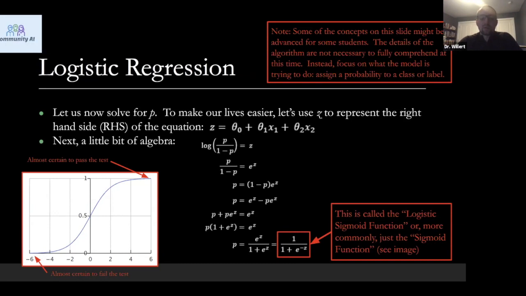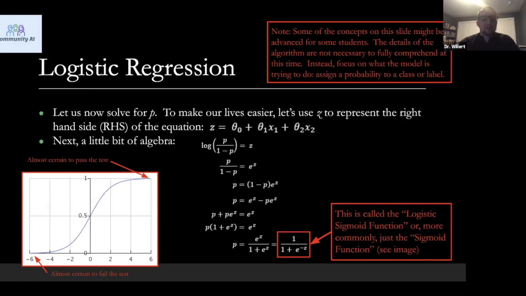So we'll multiply both sides by 1 minus P. We'll distribute the e to the z through that term. We'll collect all the terms with P on the left side of the equation. We'll factor the P out and divide both sides by 1 plus e to the z. So we get P equals e to the z over 1 plus e to the z. And actually, we generally write this a slightly different way. If we multiply both the top and the bottom by e to the negative z, we get this function here in the red box. And it's called the logistic sigmoid function. And more commonly, it's just referred to as the sigmoid function.